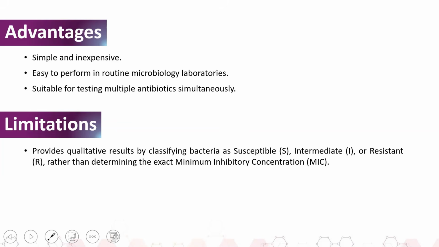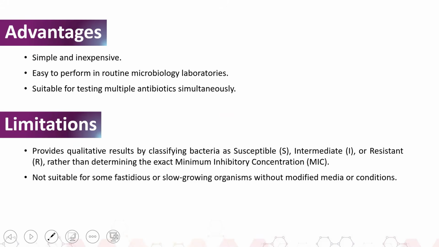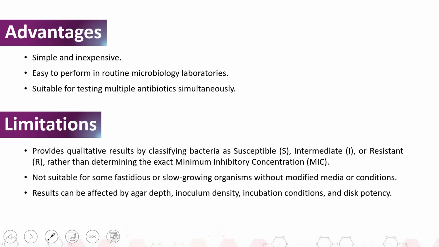So for the limitations, this method provides qualitative results by classifying bacteria as susceptible, intermediate, or resistant rather than determining the exact minimum inhibitory concentration. And it's also not suitable for some fastidious or slow-growing organisms without modified media or conditions. And the result can be affected by the agar depth, inoculum density, incubation conditions, and the disk potency.